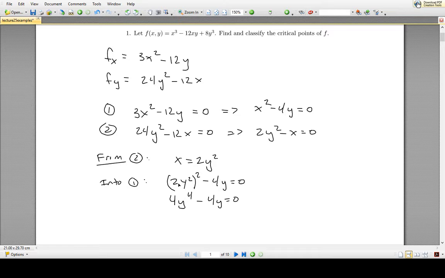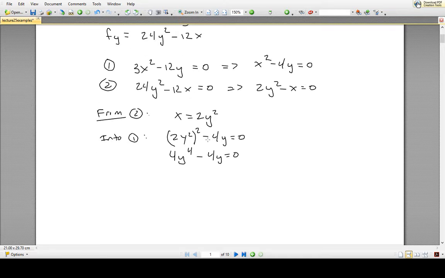So what this means is 4y to the fourth minus 4y is equal to 0. I can divide both sides by 4, and I get y to the fourth minus y is equal to 0. I can factor a y out of both of these terms, and I'm left with y cubed minus 1 is equal to 0, which leaves me with two cases. Either y is equal to 0, or y cubed minus 1 is equal to 0. Those are the only two cases I can possibly have.